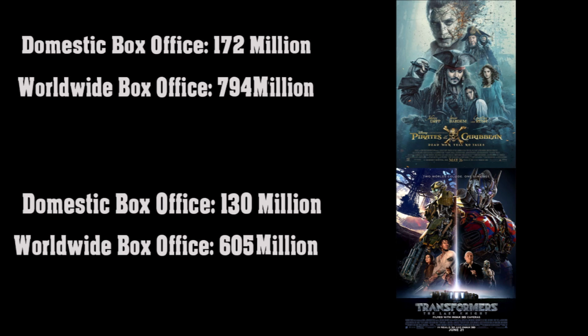Transformers: The Last Knight had a very drastic difference, about 200 million different from Pirates 5, and about half of what Transformers: Age of Extinction did. It went down to 605 million. And that is definitely the more surprising result of all the box office results we've looked at so far, just because of how much international audiences turned on the Transformers series, especially given how well Transformers: Age of Extinction did worldwide.